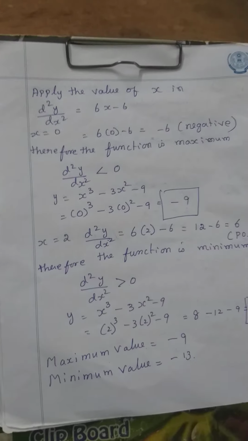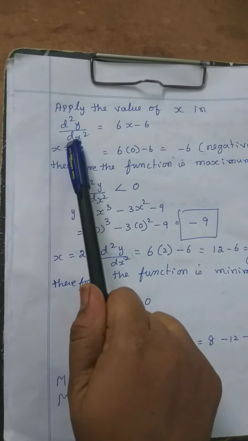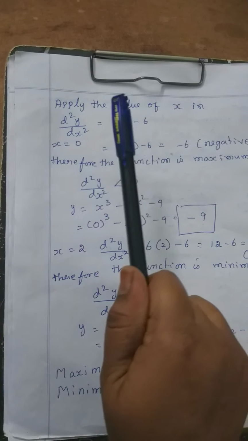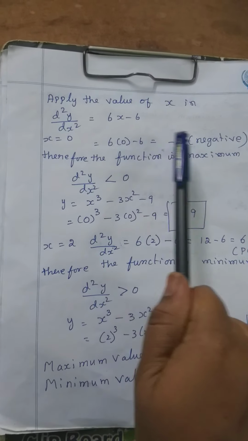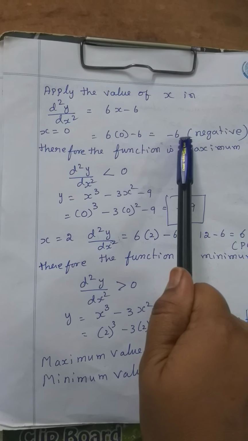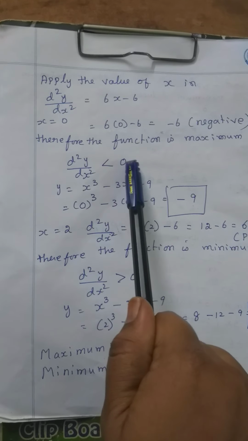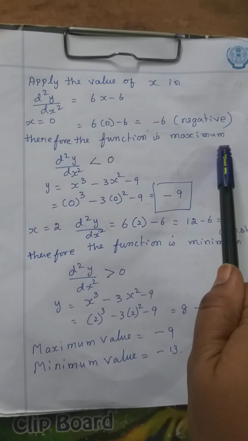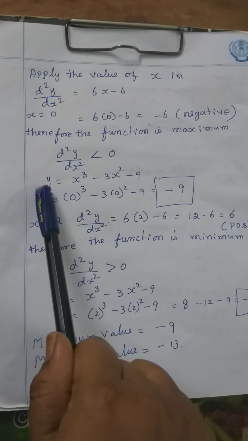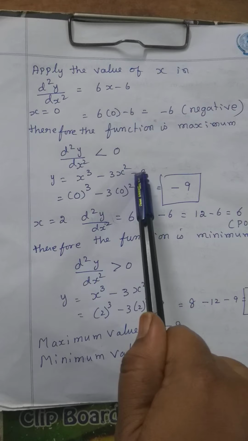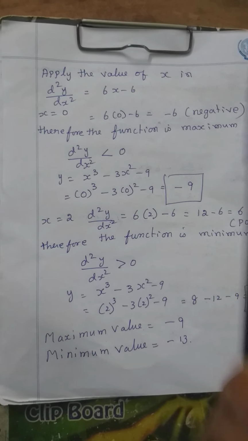You got two values. Apply the value of x in d squared y by dx squared to find out which is the maximum value and which is the minimum value. If x is equal to 0, you get the answer as negative. So minus 6, negative. So this is less than 0, so the value is maximum. Then you have to apply the value of x in the given function, that is y is equal to x cube minus 3x squared minus 9. So you get the answer as minus 9.